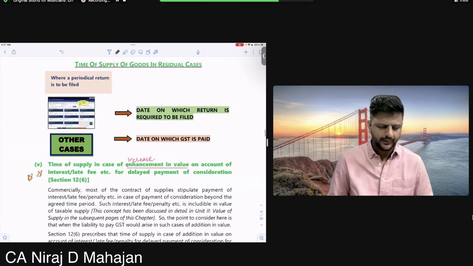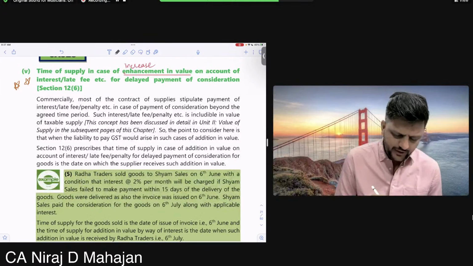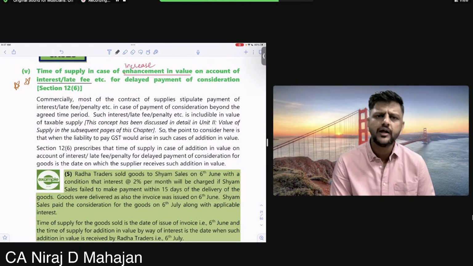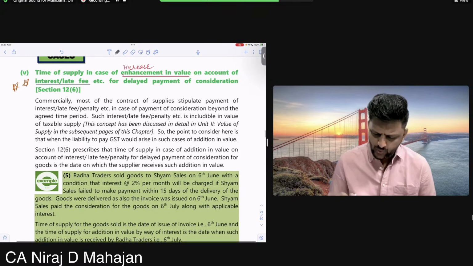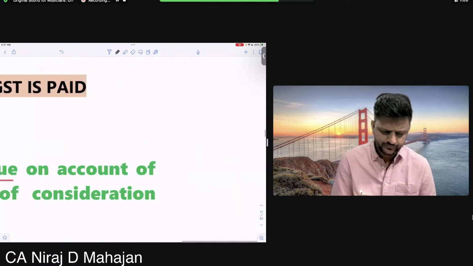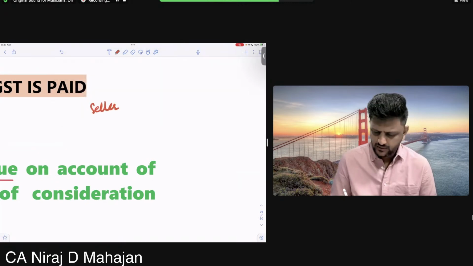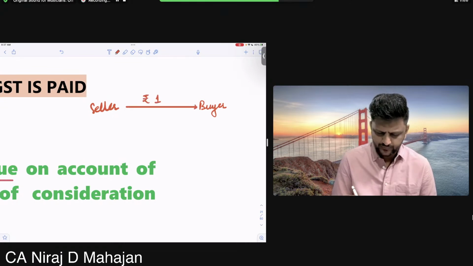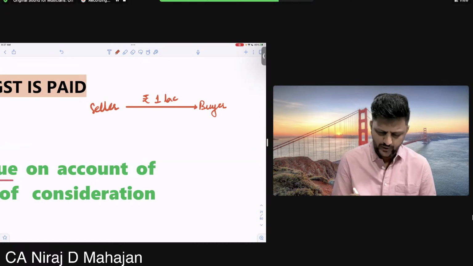So, time of supply in case of increase in value on account of, pay attention, interest or late fee, etc. for delayed payment of consideration. Okay? So, pay attention. What is this story over here? Seller, buyer. Okay? Supply. Let us say rupees 1 lakh plus GST, whatever it is. So, this is my invoice value.